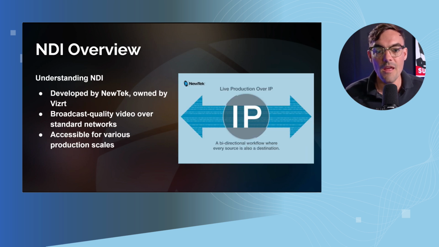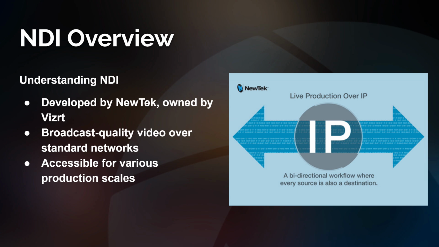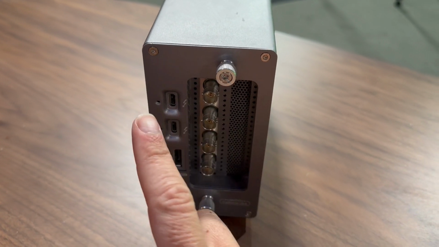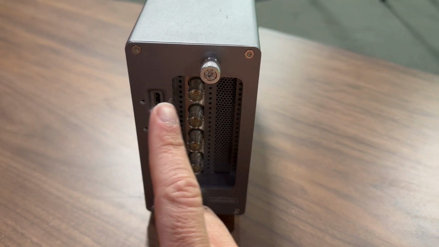Now, NDI, we talked about it being released in, I believe it was 2015, and it was originally developed by a company called NewTek, and it allows you to create broadcast quality video over a standard network switch. That network switch that I showed you, I have used. This is a less than $100 network switch. Now, I'll be honest, this right here, this was actually expensive.